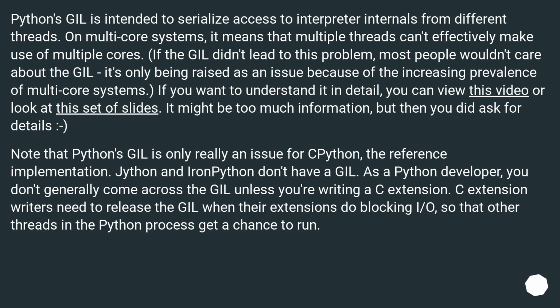Note that Python's GIL is only really an issue for CPython, the reference implementation. Jython and IronPython don't have a GIL. As a Python developer, you don't generally come across the GIL unless you're writing a C extension. C extension writers need to release the GIL when their extensions do blocking I/O, so that other threads in the Python process get a chance to run.